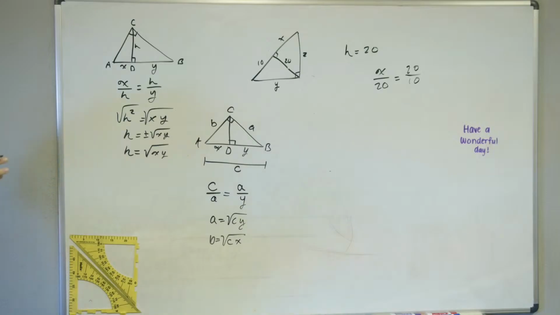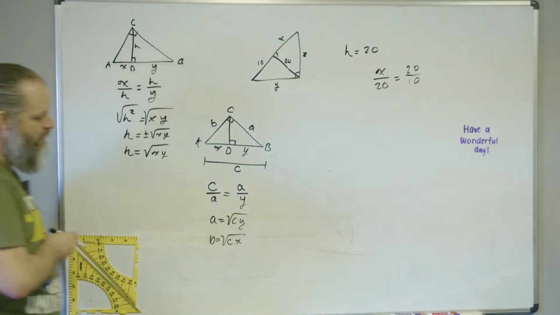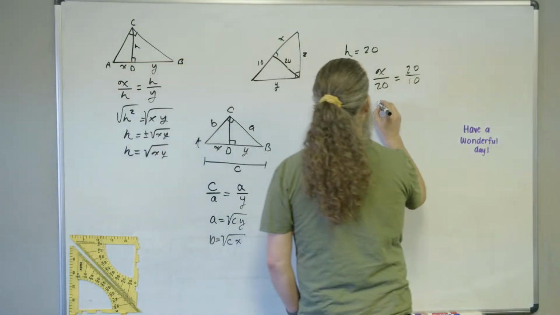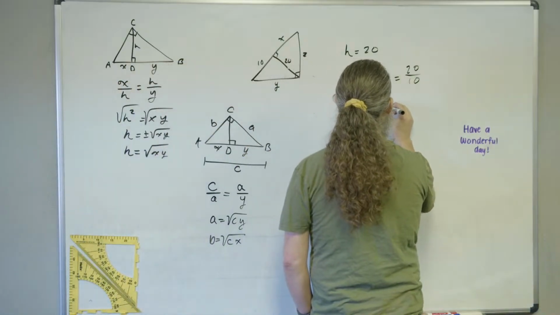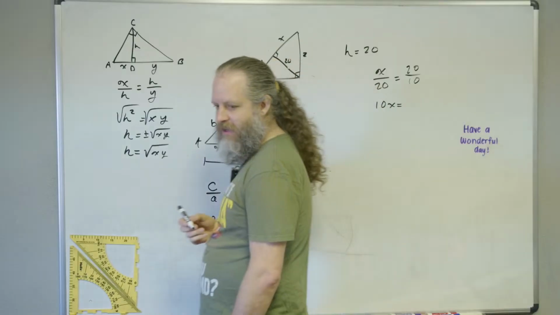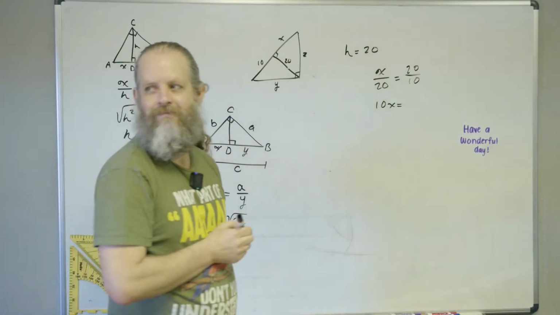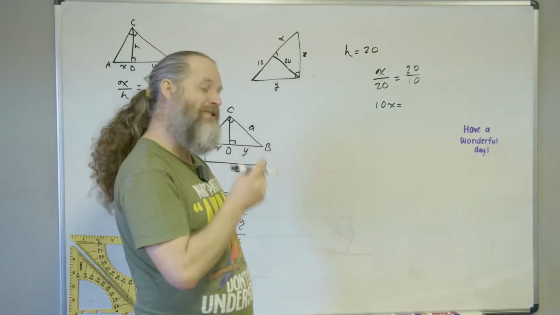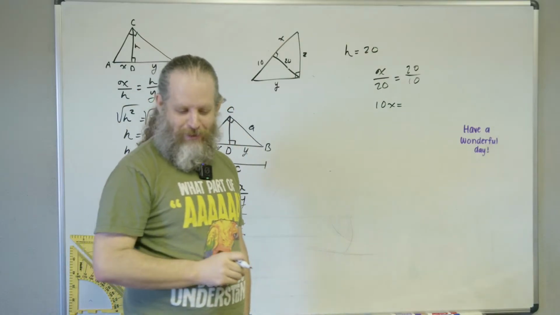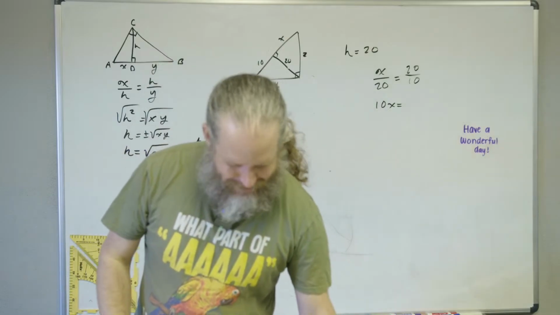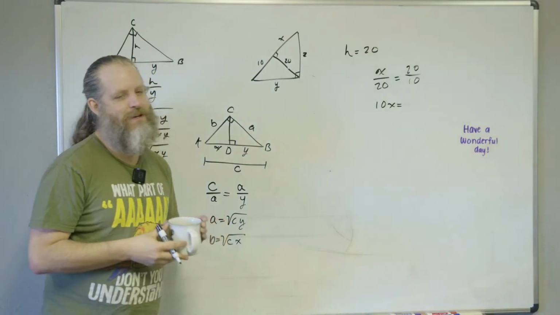Does this make sense? Good. He's solvable now. He's just a simple proportion. We did that a bunch last unit. What's 10 times x? 10x. What's 20 times 20? It is 20 squared. That is true. Good connection. But let's actually evaluate that. What is 20 squared, or 20 times 20?